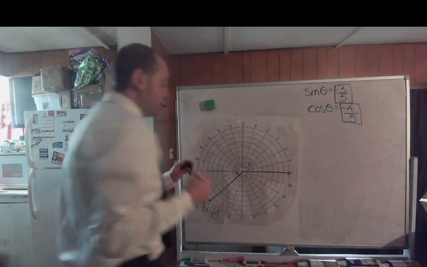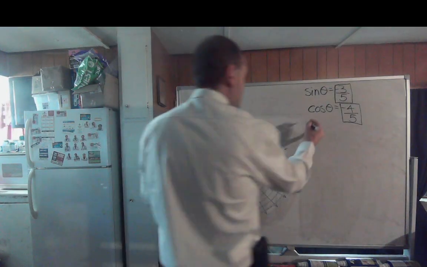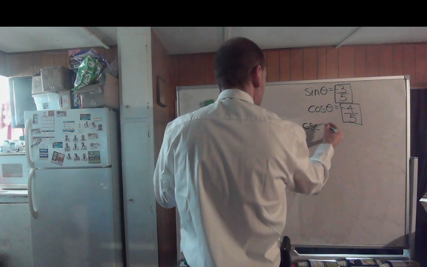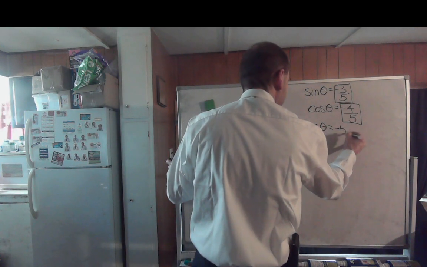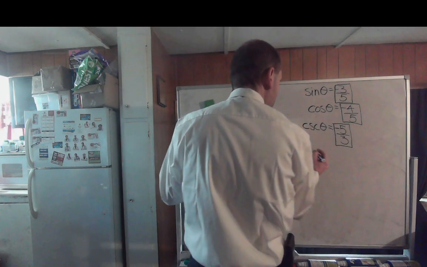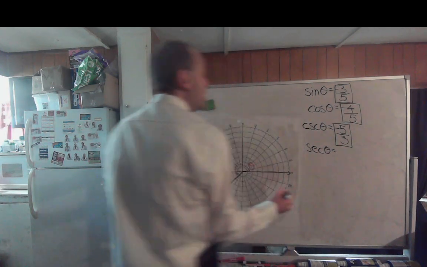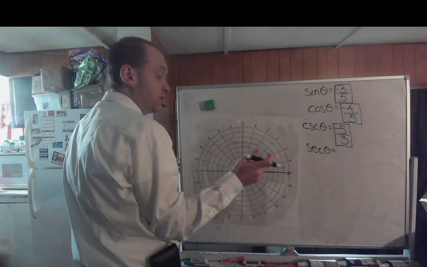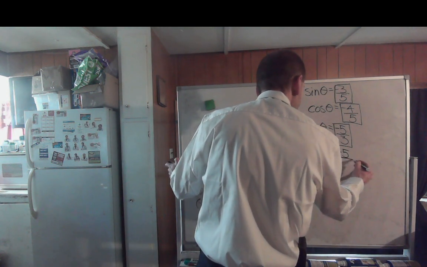Alright, so from here we can easily find our cosecant of theta, which is the reciprocal of sine. The reciprocal of -3/5 is actually -5/3. You can also find the secant of theta because that's the reciprocal of cosine. The reciprocal of -4/5 is -5/4.